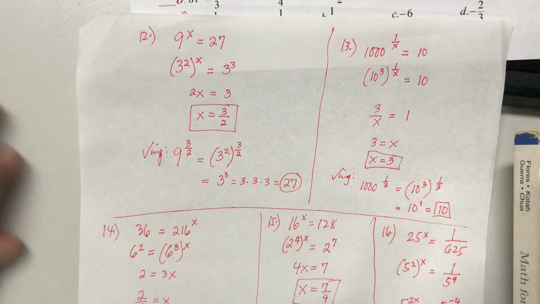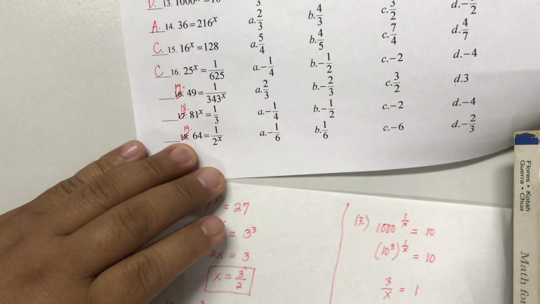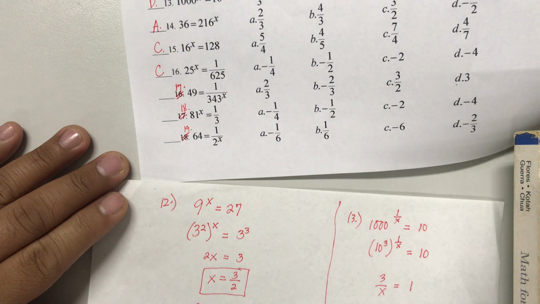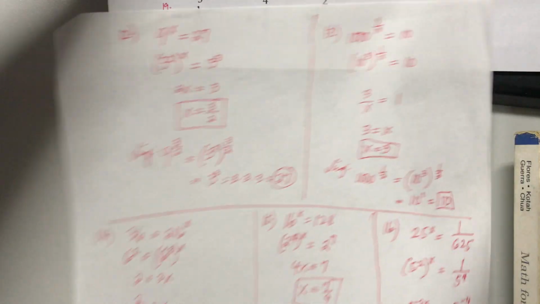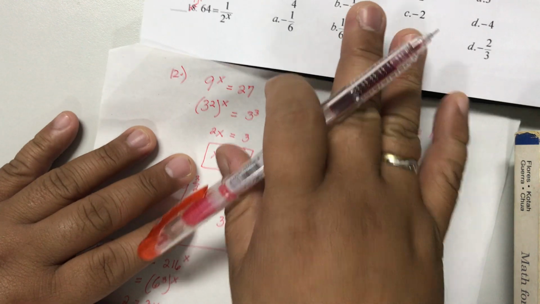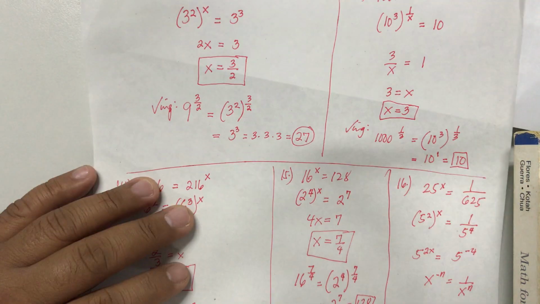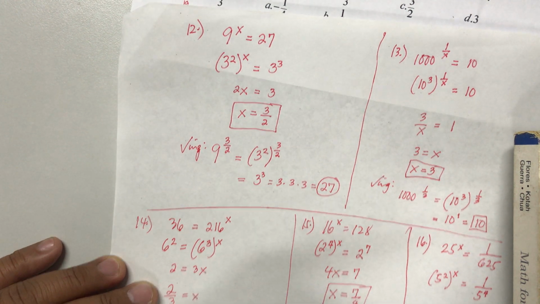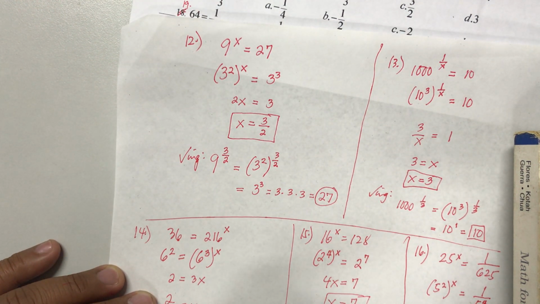Number 17 is that 49 is equal to 1 over 343 raised to the power of x. Okay. Let's have this one. 49 equals 1 over 343 to the power of x.